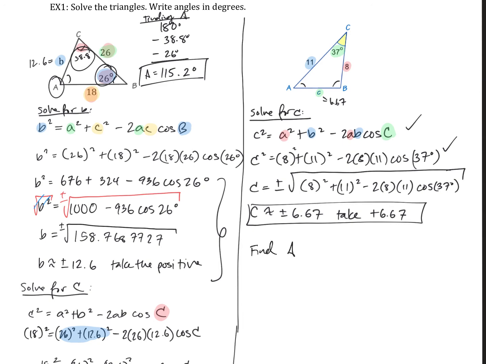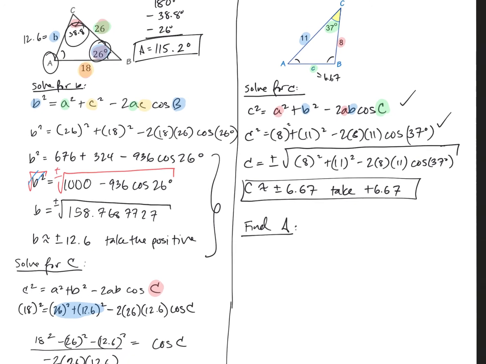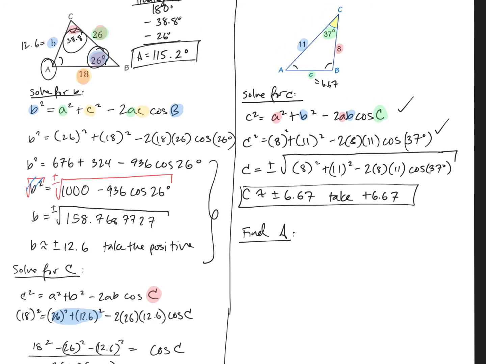Find capital A. Okay, so the formula we're going to use to find A will be A squared equals C squared plus B squared minus 2CB cosine of A. Why are we using this formula? Well, once again, we're trying to find capital A, and the formula that includes capital A for cosine is the one that has A squared as what we're solving for.